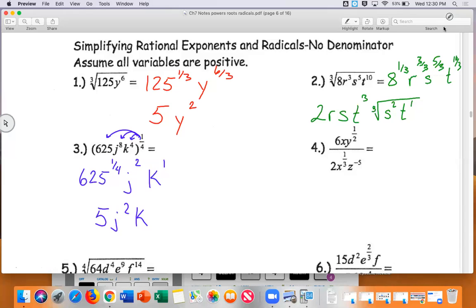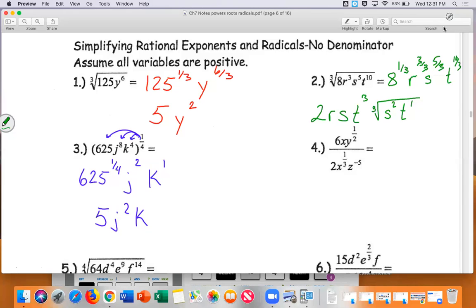Here, we have a lot of things going on in number 4. Julia, we have numbers, we have x's, we have y's, and we have z's. The directions say simplifying rational exponents and radicals, no denominator. We don't want denominators, okay? So that means I have to make this not a fraction. So what I'm going to do here is break it apart, all right?